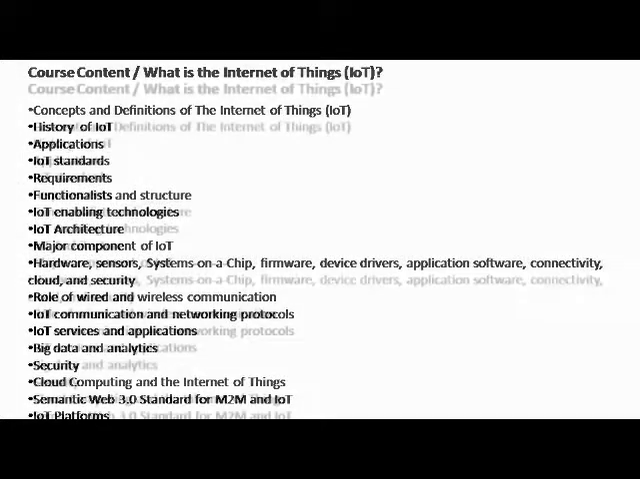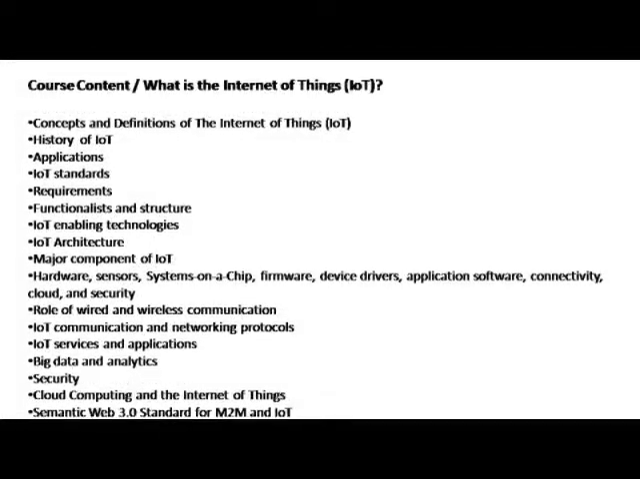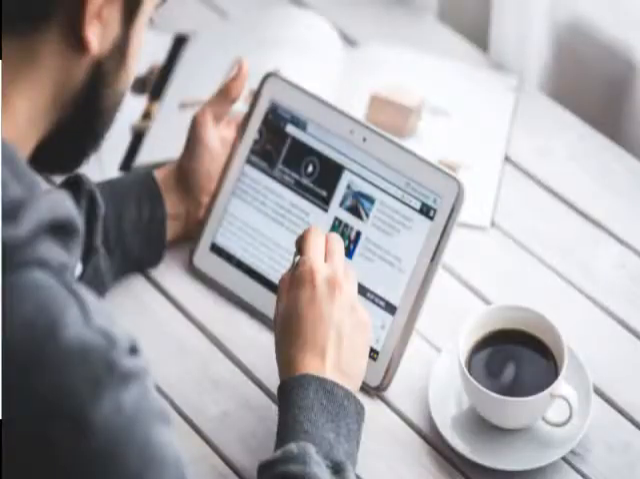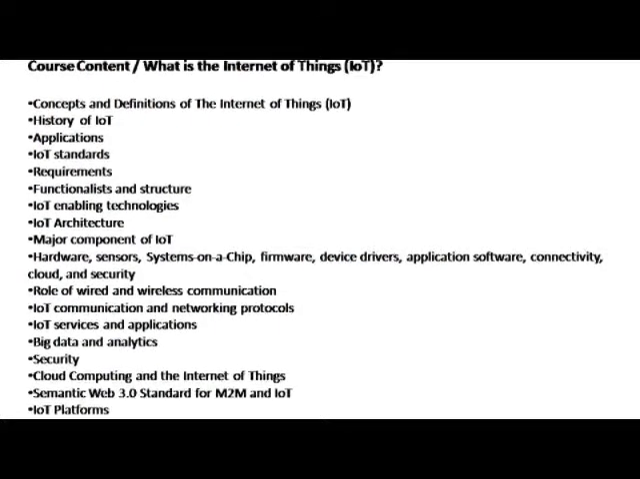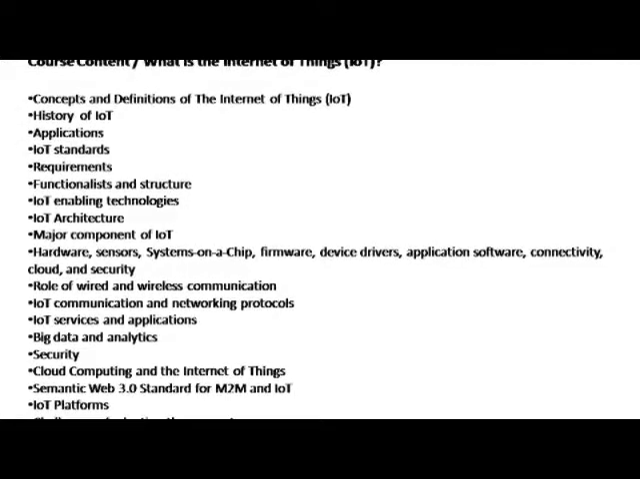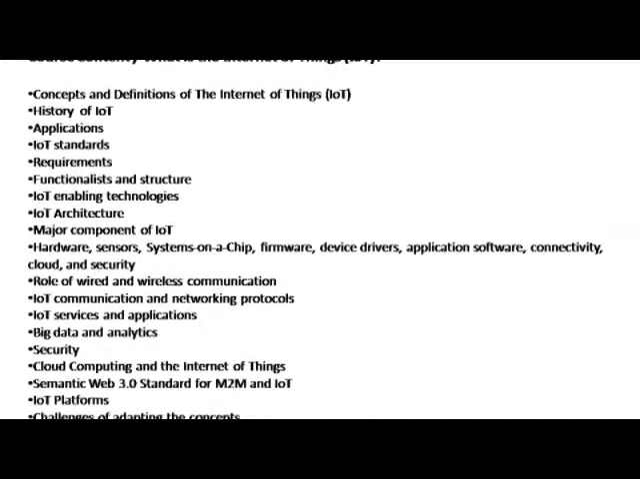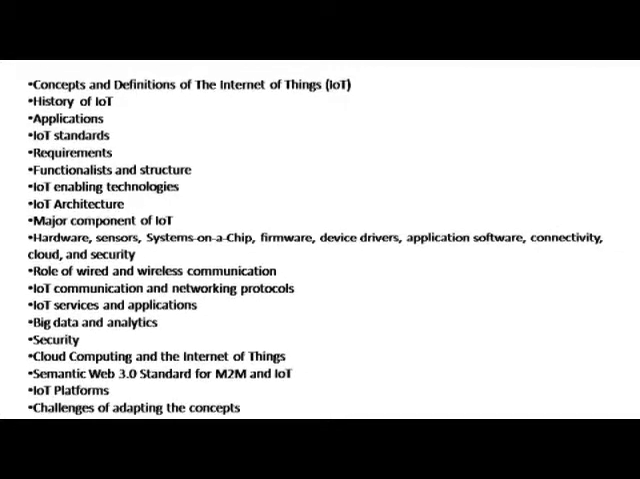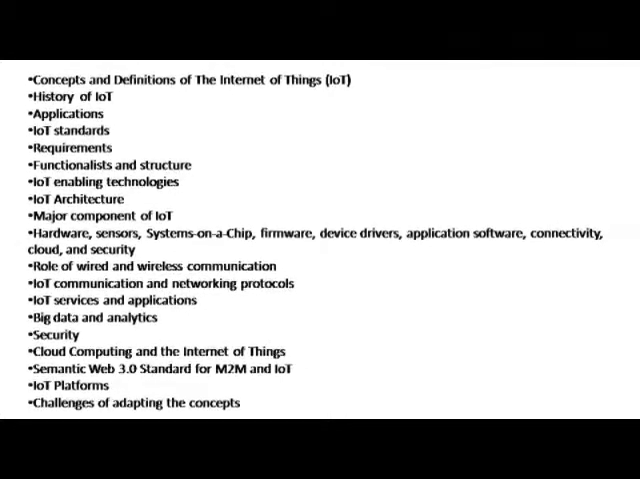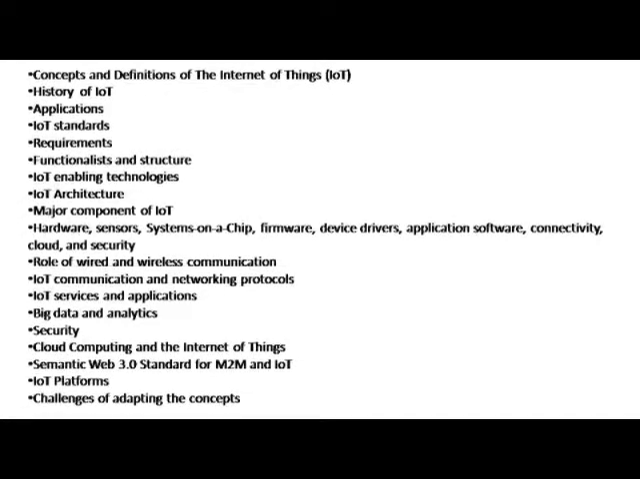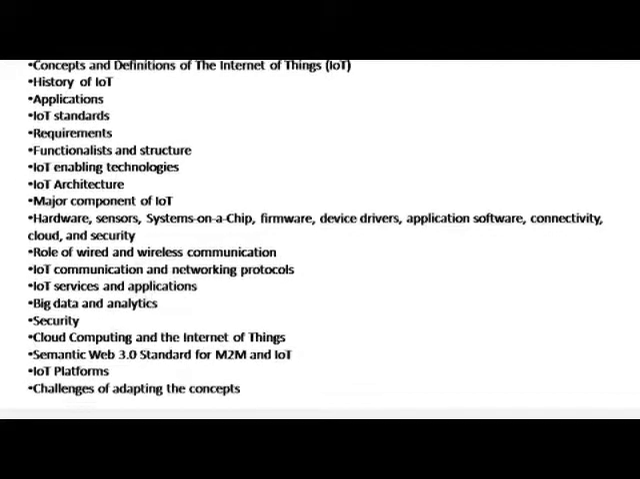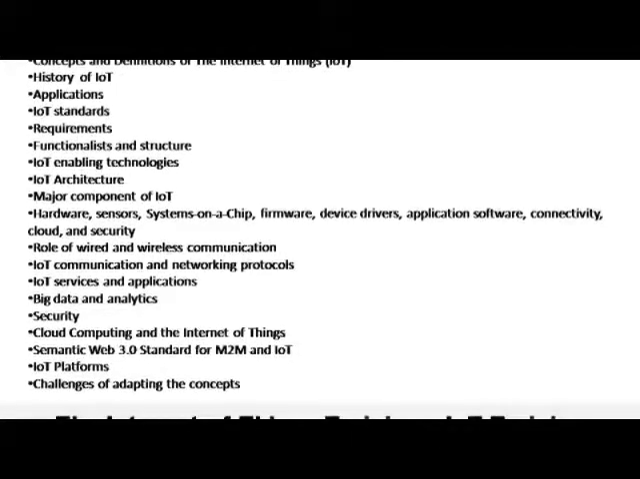Course content. What is the Internet of Things, IoT? Concepts and definitions of the Internet of Things, IoT. History of IoT. Applications. IoT standards. Requirements. Functionalities and structure. IoT enabling technologies. IoT architecture. Major components of IoT: hardware, sensors, systems on a chip, firmware, device drivers, application software, connectivity, cloud, and security.